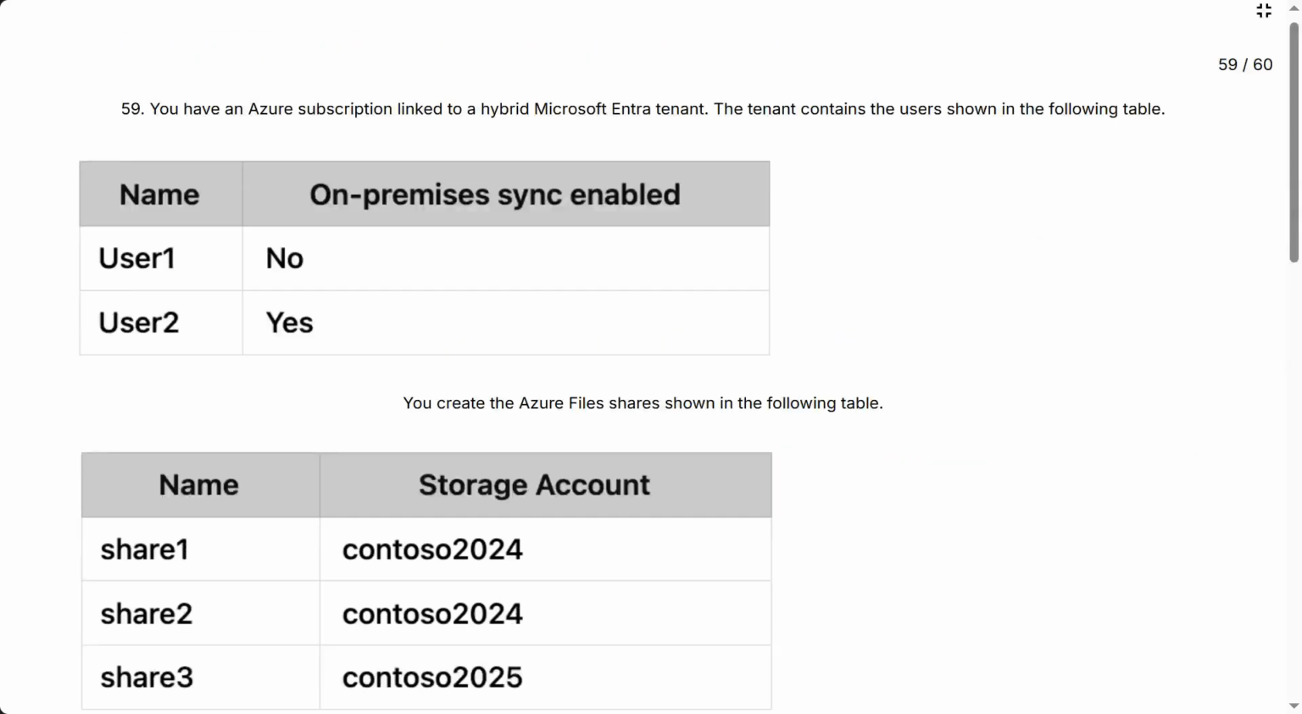This question tests whether User 2 can access Share 3, which is located in a different storage account, Contoso 2025, than the one with Active Directory authentication configured.